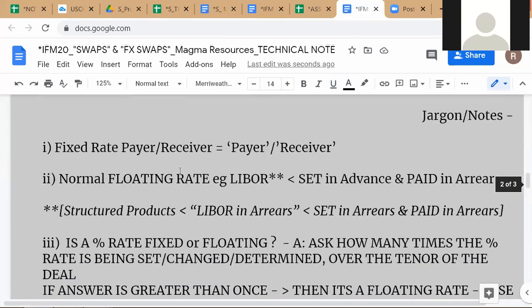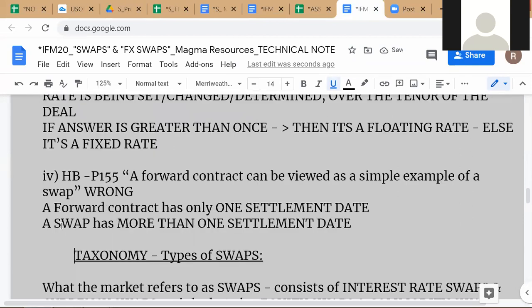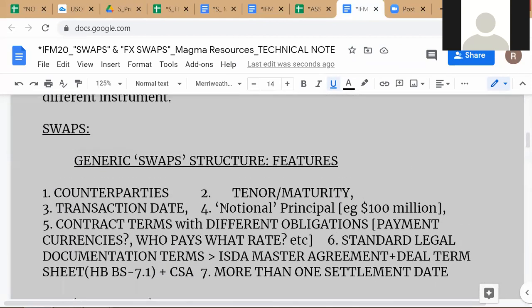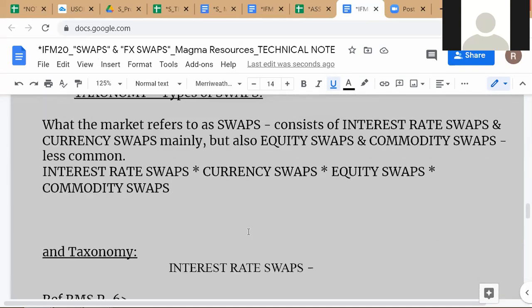All right, so this should be a subheading type taxonomy because it is falling under swaps. So it's a subheading. Let's indent it a little bit. Okay, now that is a generic swap structure which I've described here. All these features are generic swap features, part of a generic swap structure, which means that it's generic, so it can be applied to all swaps.